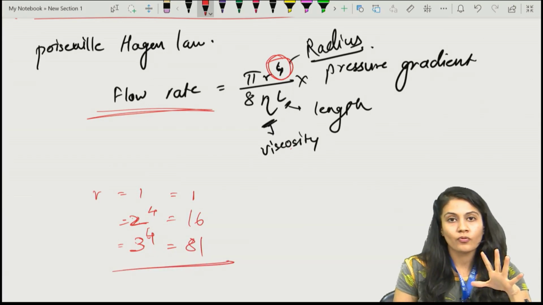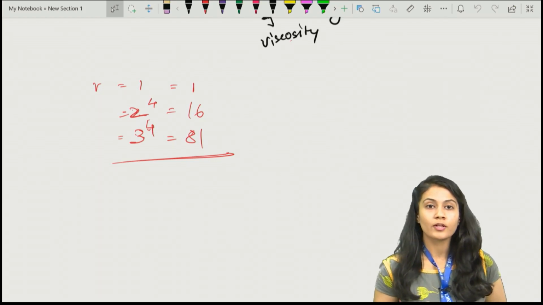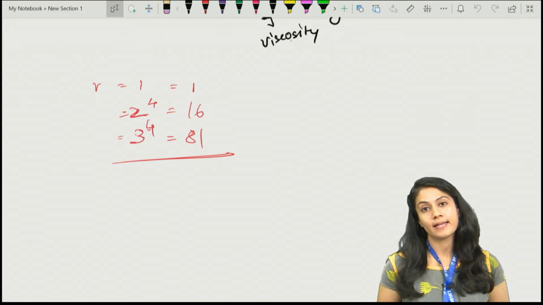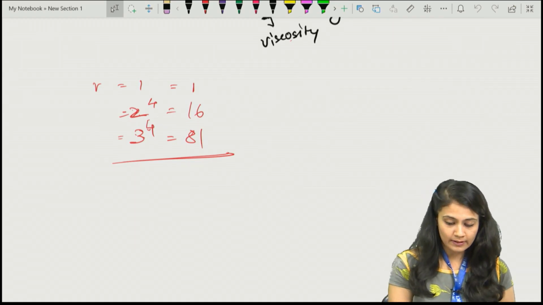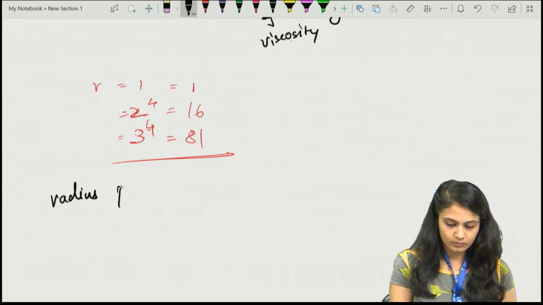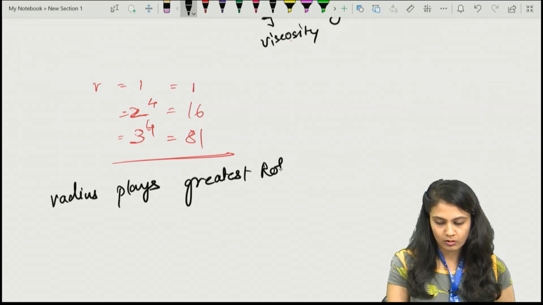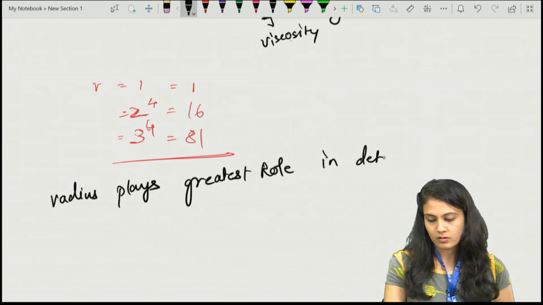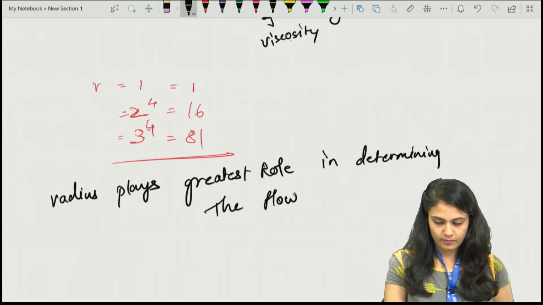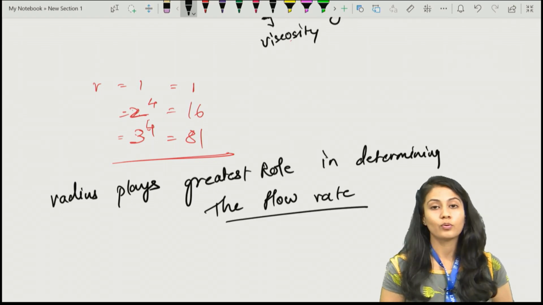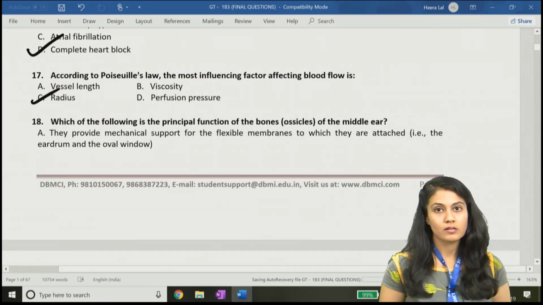All other factors will affect it too. So if we increase the radius by 2 times, the flow will increase by 16 times. If we increase the radius by 3 times, the flow will increase by 3 raised to 4, that is 81 times. That is why the radius plays the greatest role in determining the flow rate, the blood flow. So the answer to our question will be C, radius.